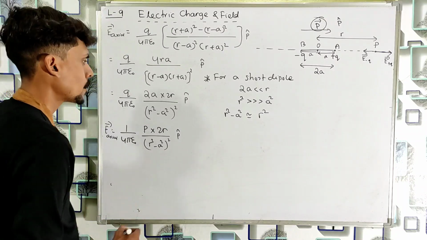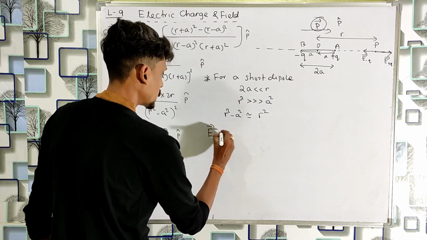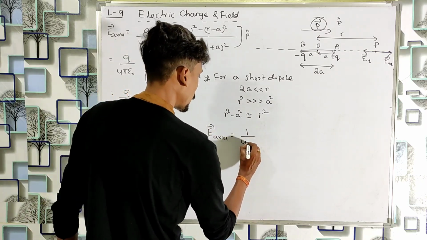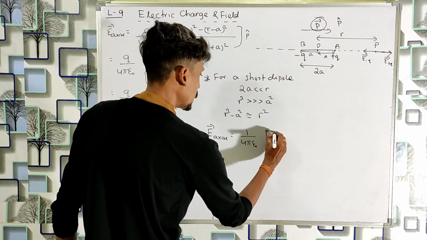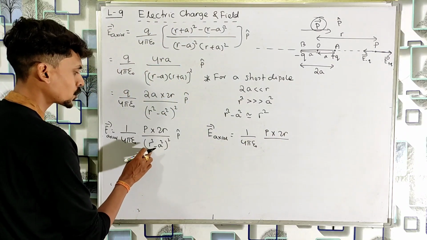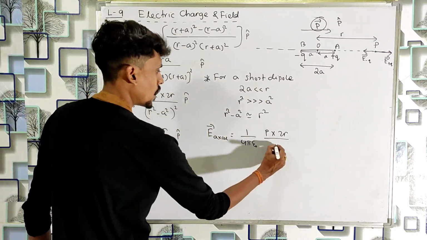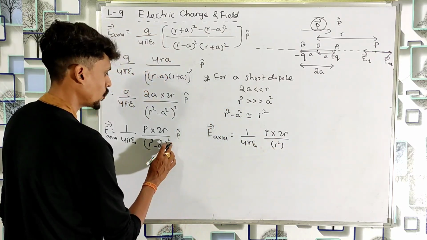So for a short dipole, what will be the expression for E axial? E axial is equal to 1 by 4 pi epsilon naught P into 2R divided by, in place of this value R square minus A square, you can write R square. So we will have R square, and here we have another square.